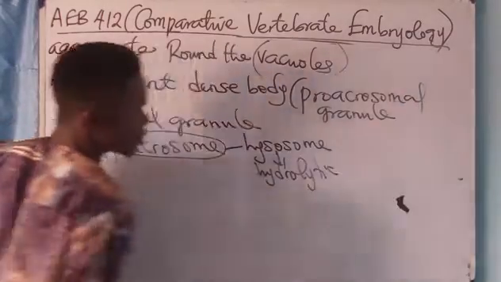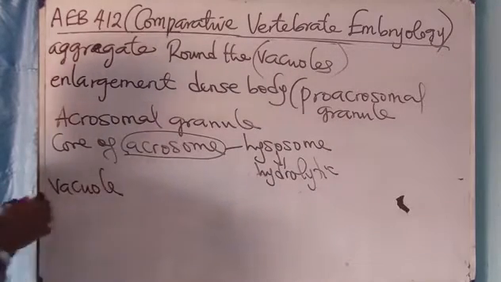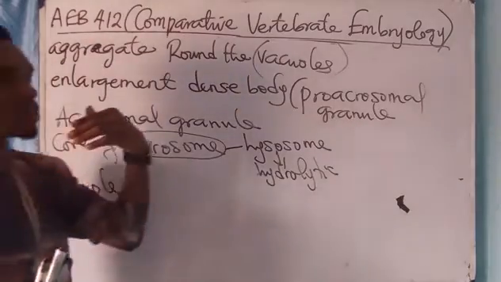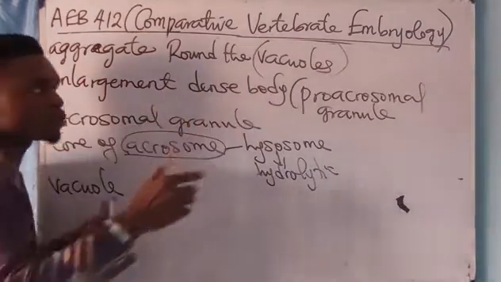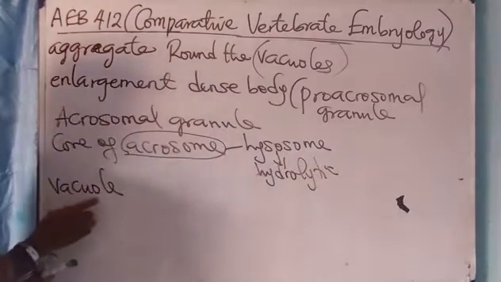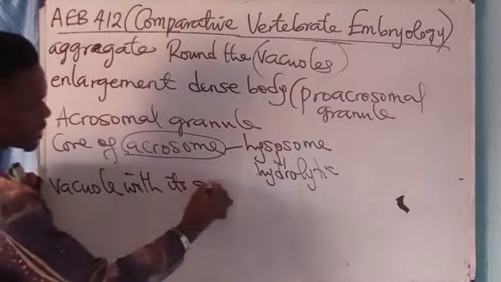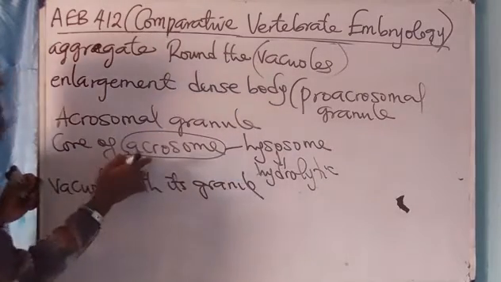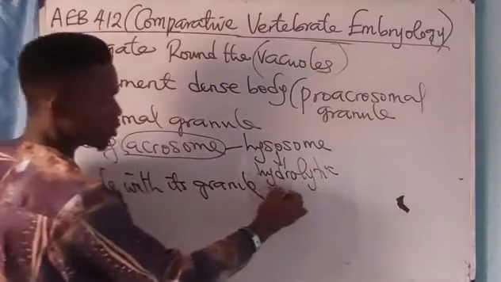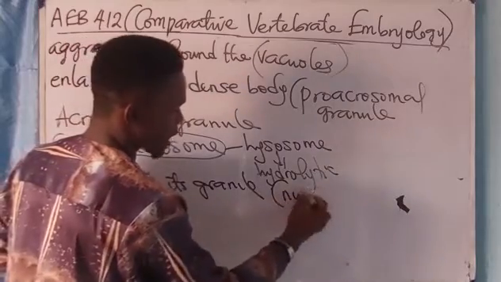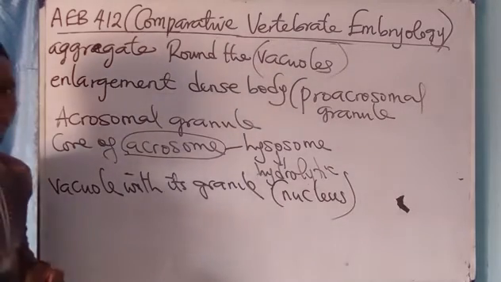Now that we have the formation of the acrosome already, the vacuole, please take notes. If there is more than one vacuole, they will fuse to form one vacuole. If you have two or more vacuoles, they will fuse together to form only one vacuole. Now this vacuole, with its granules, that is, this granule now is what? The acrosome, right? The acrosome. Now, they are found at the top of the nucleus.